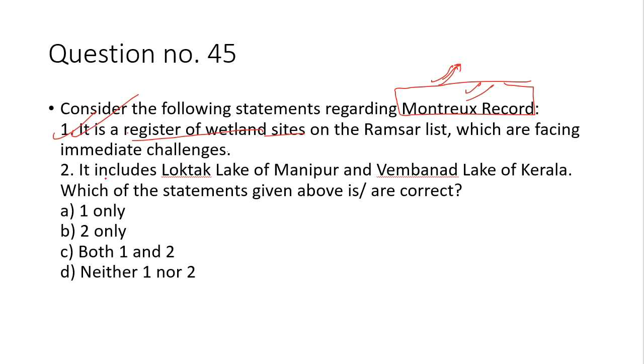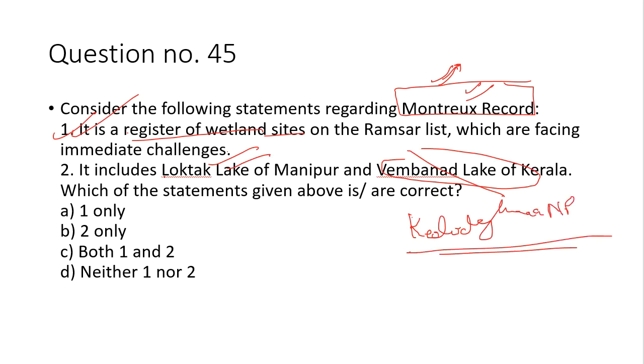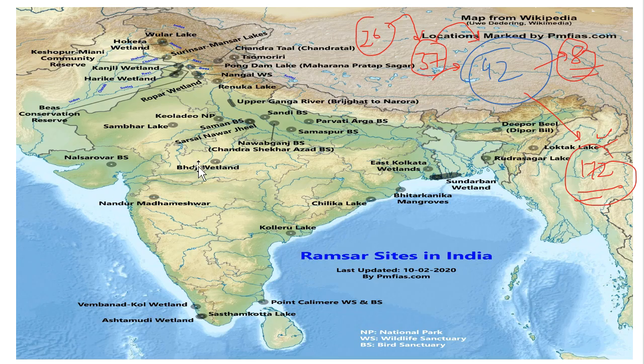The statement number 2 says it includes Loktak Lake in Manipur and Vembanad Lake in Kerala. See, Loktak Lake is correct, but it is not Vembanad Lake. The second one is Keoladeo Ghana National Park in Rajasthan. So this is the second wetland in the Montreux Record in India. See, this is Keoladeo Ghana National Park here in Rajasthan, and this is Loktak Lake in Manipur, and Vembanad Lake is in Kerala. So Vembanad Lake is not in the Montreux Record.